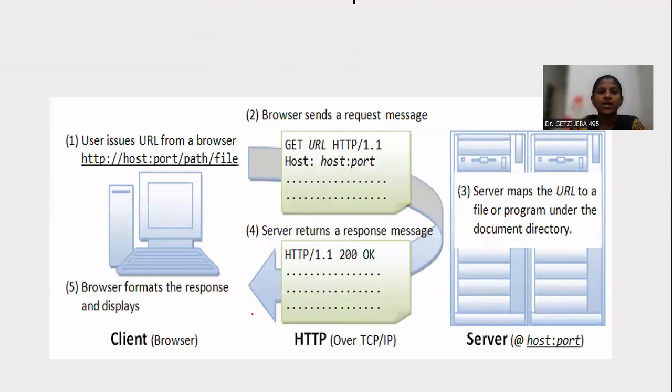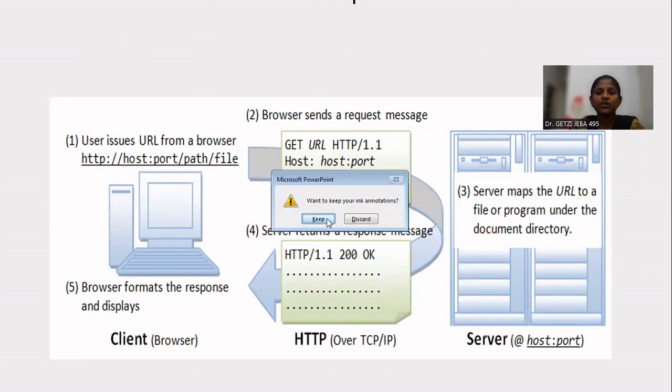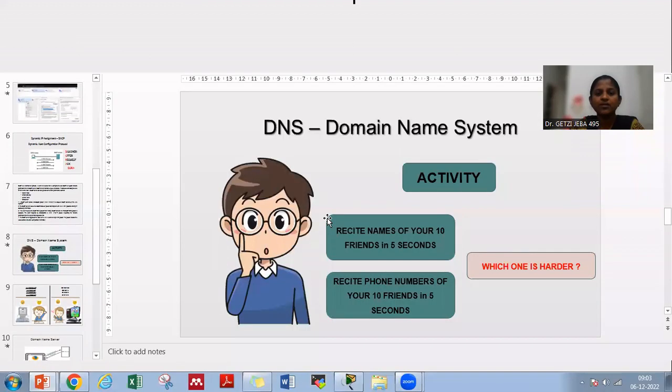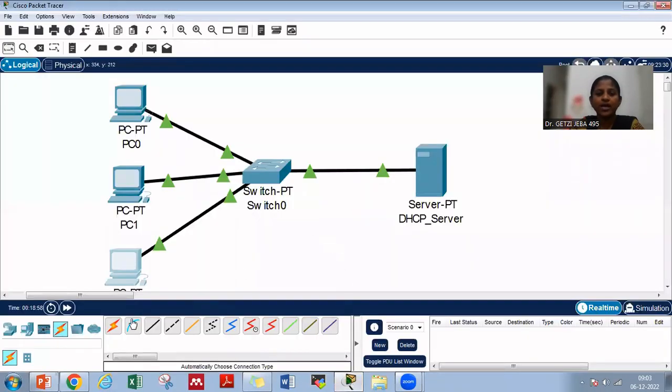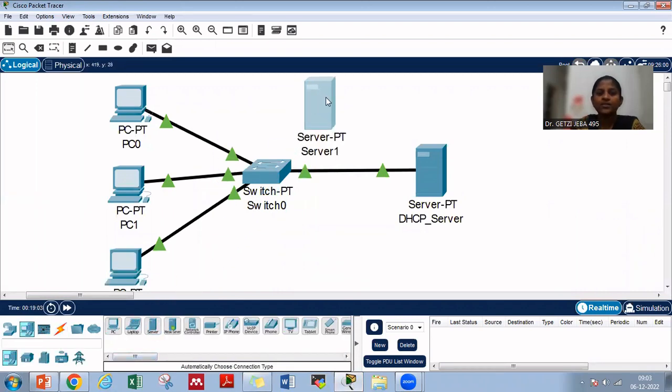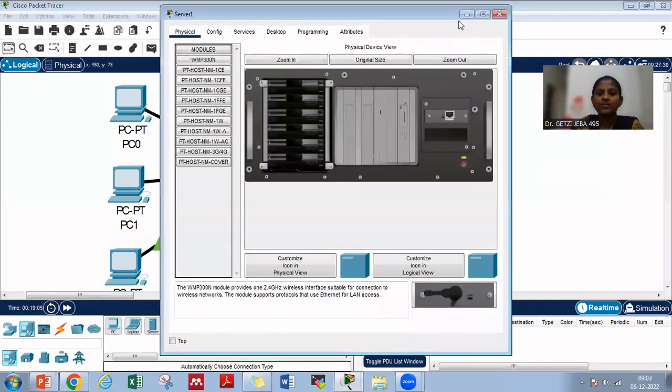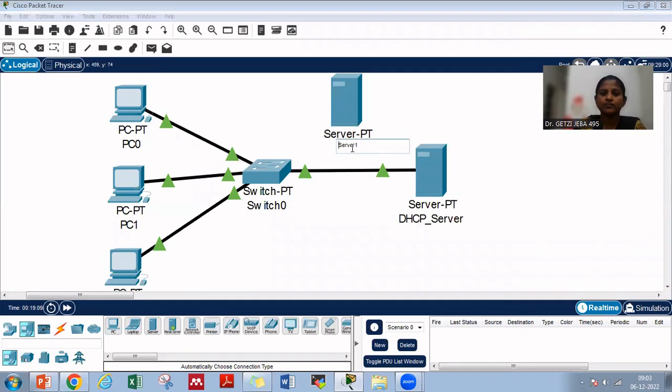Now we will see how the domain name server works with the help of the Packet Tracer configuration. Let's come to the same topology. I wish to have two more servers added to this network. Let me have one as the HTTP server, or a web server, so web underscore server. And then I wish to have one more server here in the network, which is going to be my DNS server.